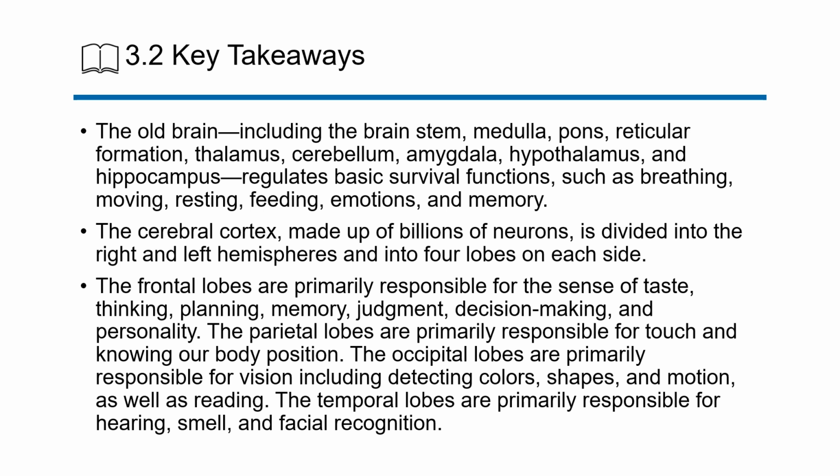The parietal lobes are primarily responsible for touch, knowing our body position. The occipital lobes are primarily responsible for vision, including detecting colors, shapes, and motion, as well as reading. And the temporal lobes are primarily responsible for hearing, smell, and facial recognition.